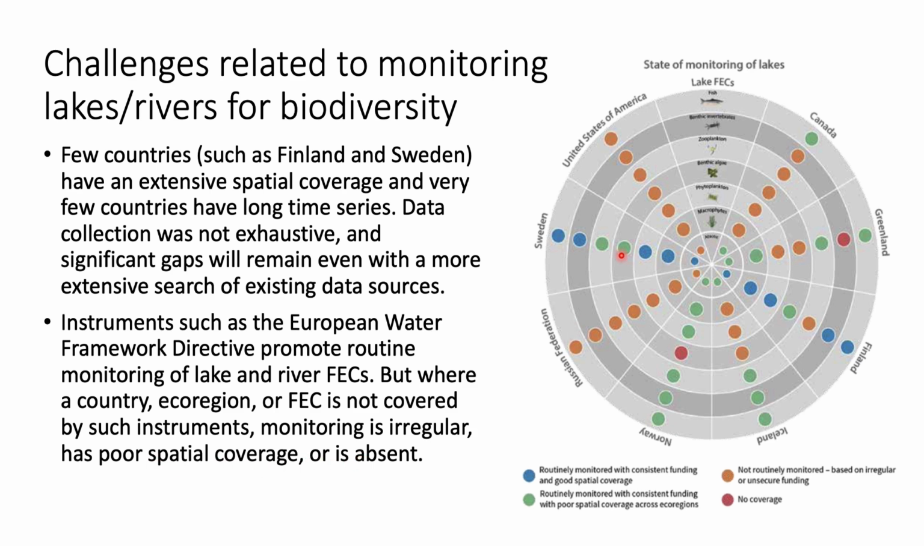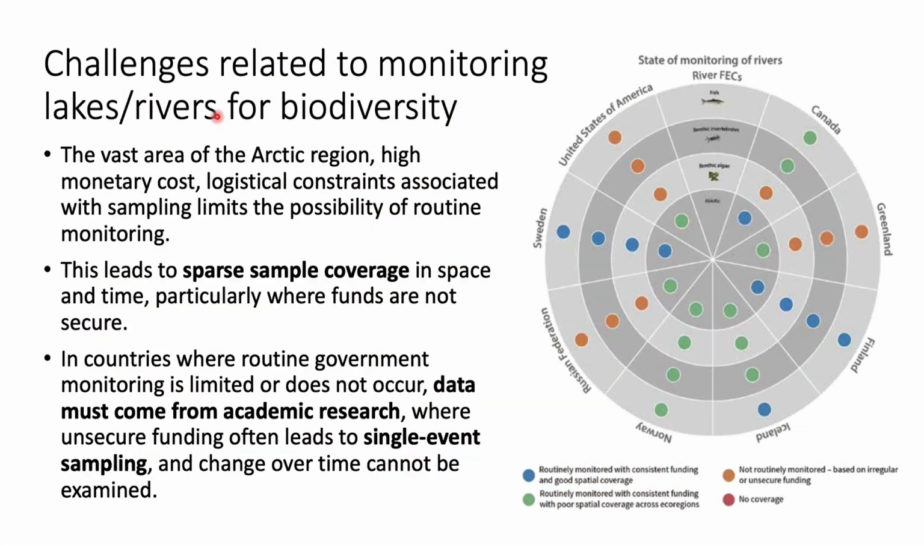In other words, when there is a poor monitoring system, we are unable to understand what changes are actually happening. So this is the real challenge. We are unable to completely study the change in the Arctic ecosystem because we are not monitoring the entire Arctic region. Let us look at the changes related to lakes and rivers for biodiversity. The previous one we had seen was the monitoring, whether it is being monitored or not. Now we will look at the change in biodiversity. The vast area of the Arctic region, the high monetary cost, and the logistical constraints associated with sampling limit the possibility of routine continuous monitoring. Similarly, this leads to sparse sample coverage in space and time, particularly where funds are not available.